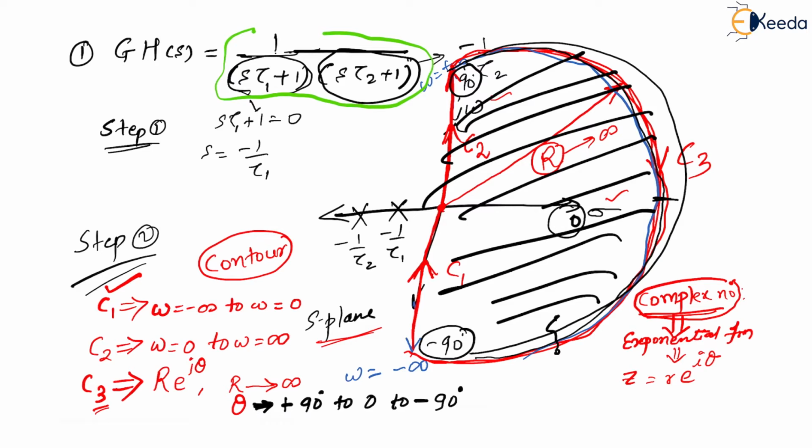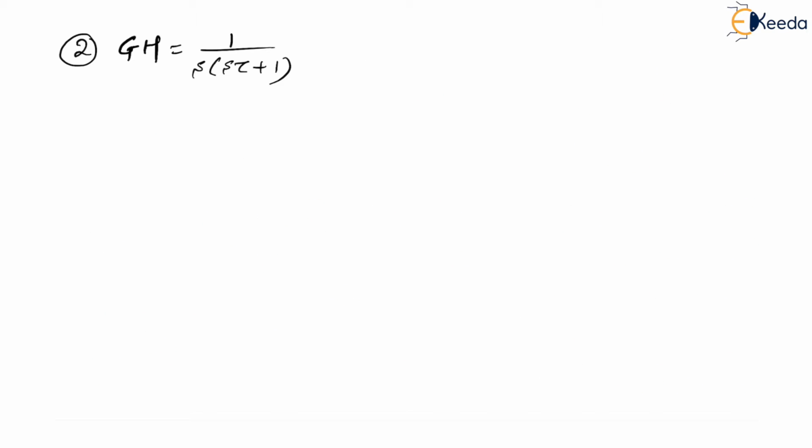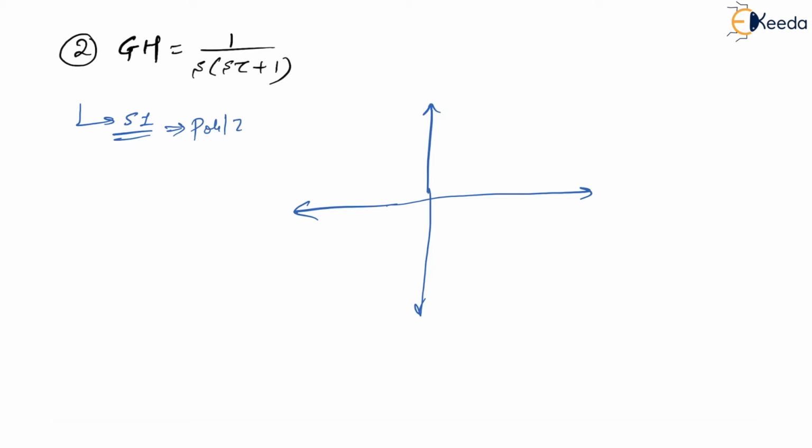Let us take the second example. So the first step is what? Step 1: to draw the poles and zeros in the S-plane. If you see, one pole is at the origin, so I will draw it here, and another pole is at minus 1 by tau. This is sigma, this is j omega, this is your S-plane. Is that correct? Now I am interested in step 2.